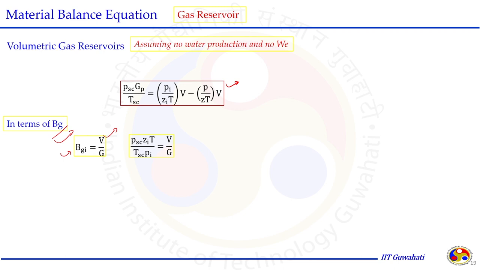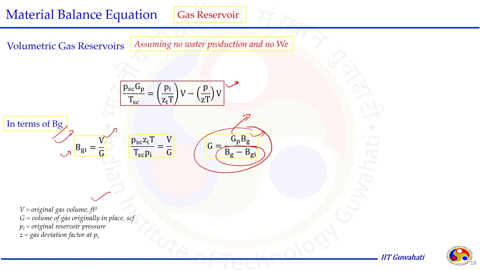If we express those in terms of the pressure and temperature with respect to the standard condition and the condition initially present in the reservoir, we can adjust this expression in the form of G is equal to cumulative gas produced to the surface multiplied by the gas volume formation factor divided by the change in the volume formation factor that happens during this cumulative production. So here V is the original gas volume in feet cube, G is the volume of the gas originally but measured at standard condition STP, that's where we are getting the standard temperature and pressure in the expression, Z is the deviation factor, and at the standard condition Zsc is considered as 1. So that's why it is not appearing in the expression.